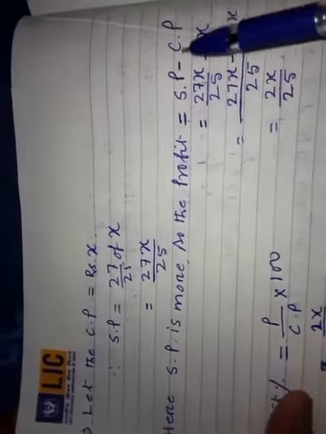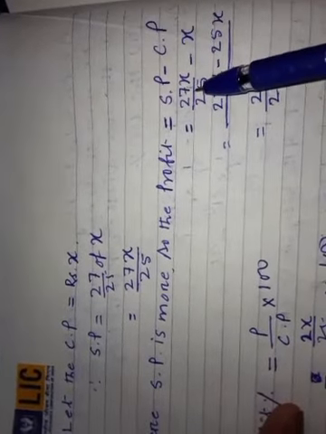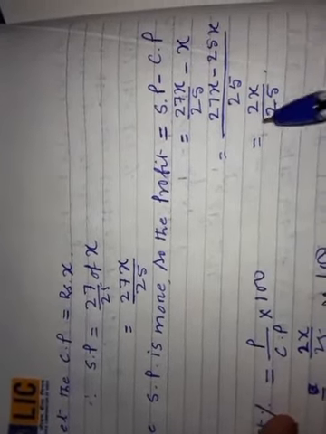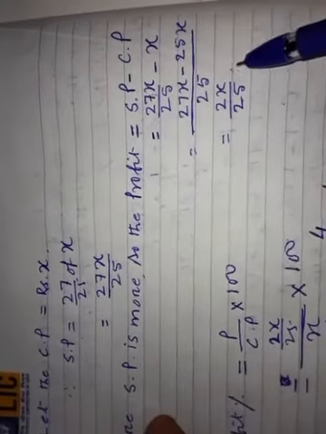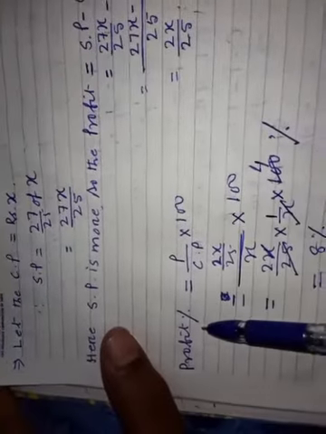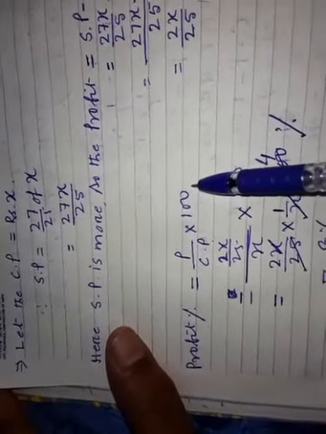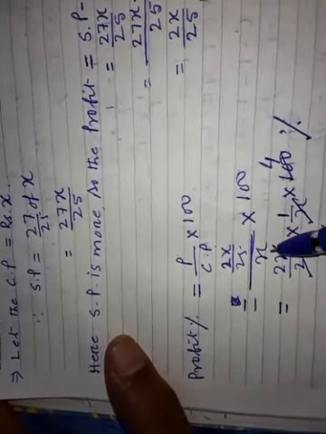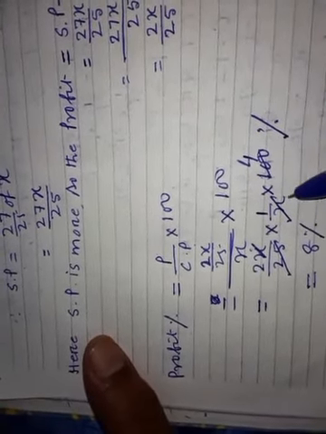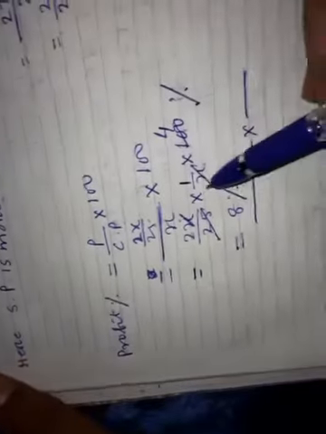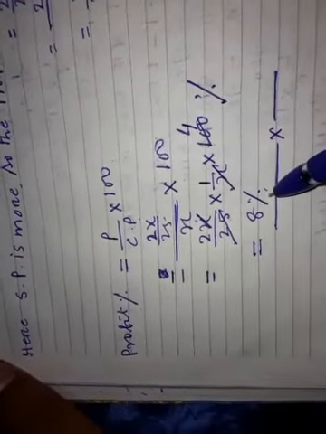So the profit is SP minus CP. You put the value of SP, you put the value of CP, and you do the simplification of the calculation. You got the profit. What is the profit? 2x by 25. Profit percent is known to you: profit by CP into 100. Profit is known to you, CP is known to you. You multiply it by 100. And if you do the calculation, you get 8%. So profit percent is 8%.